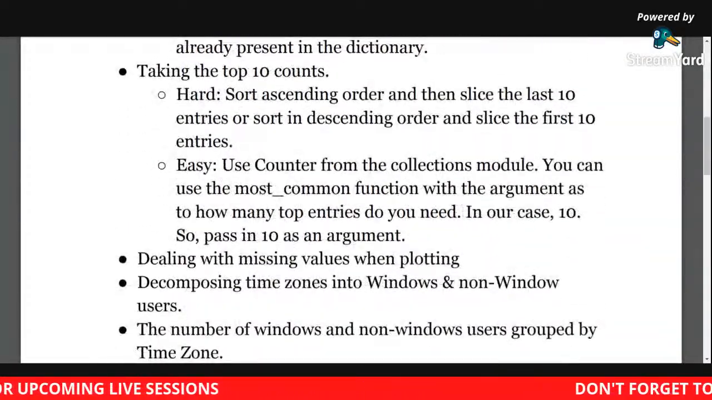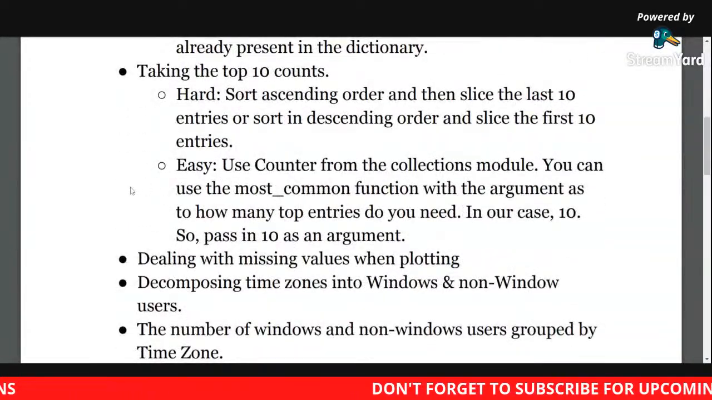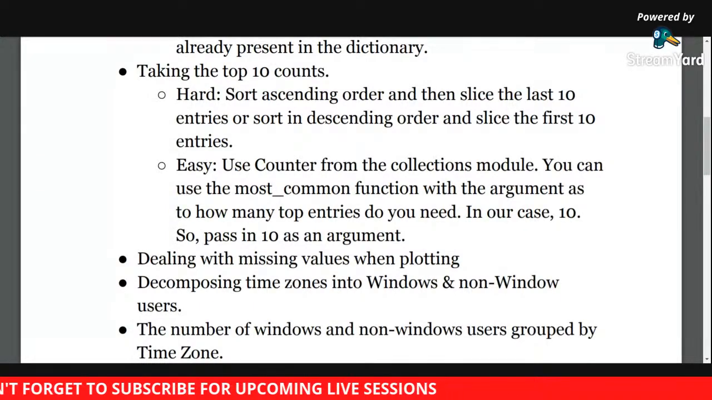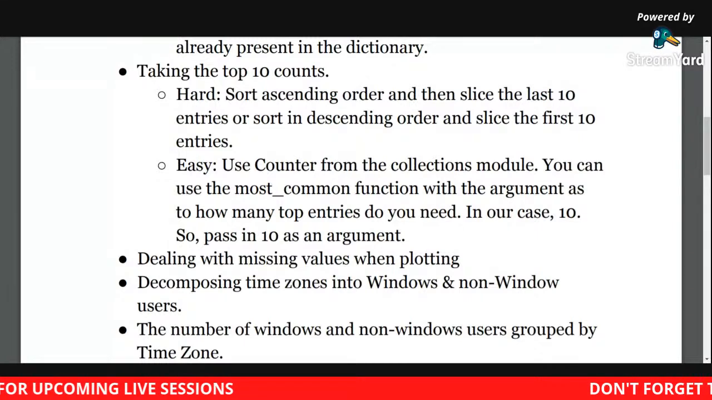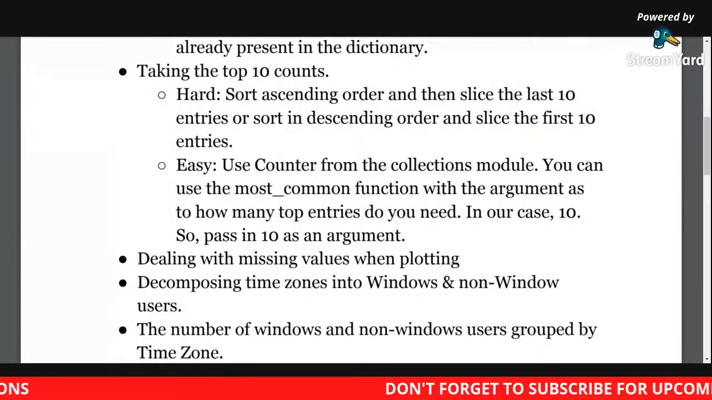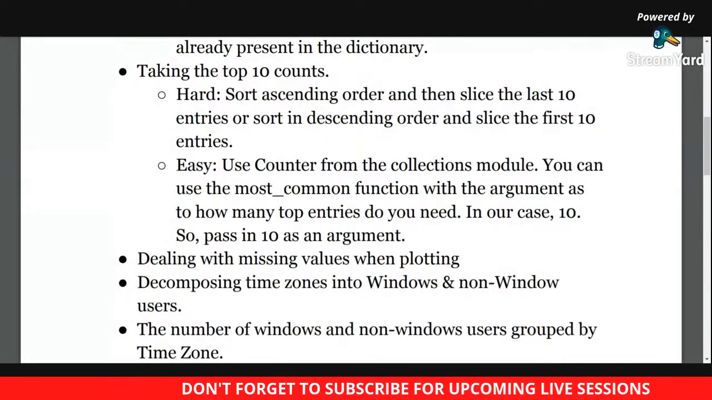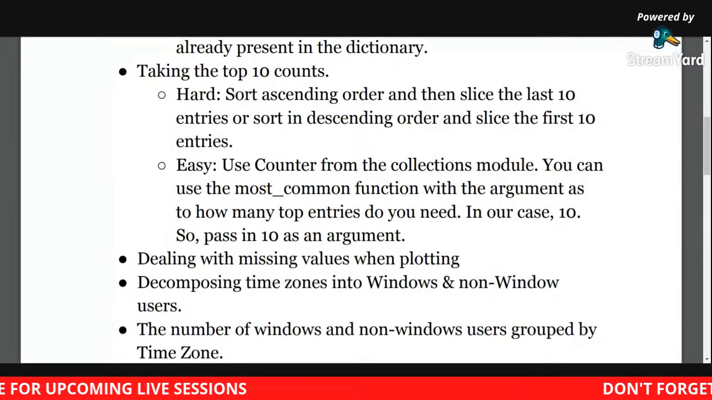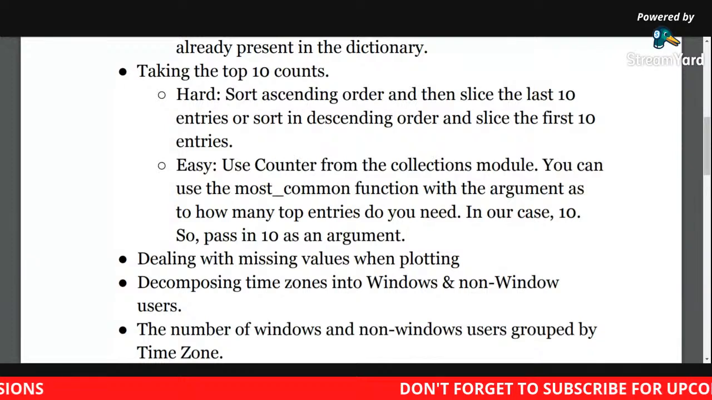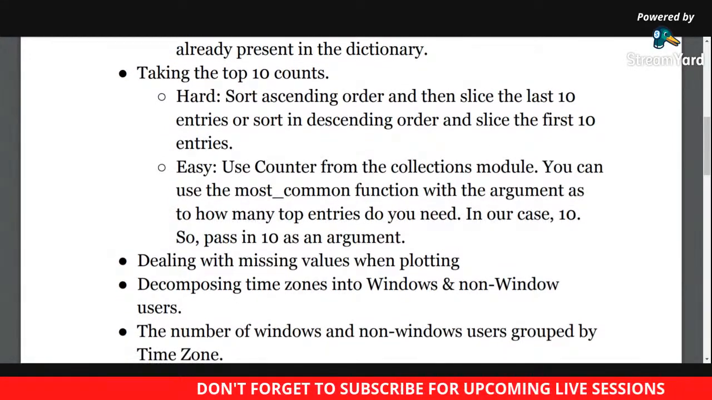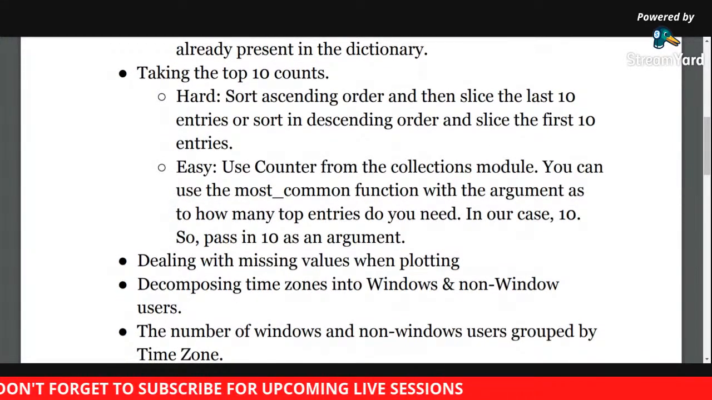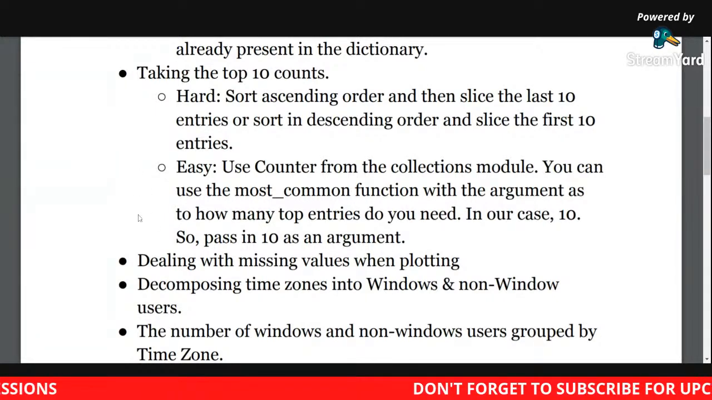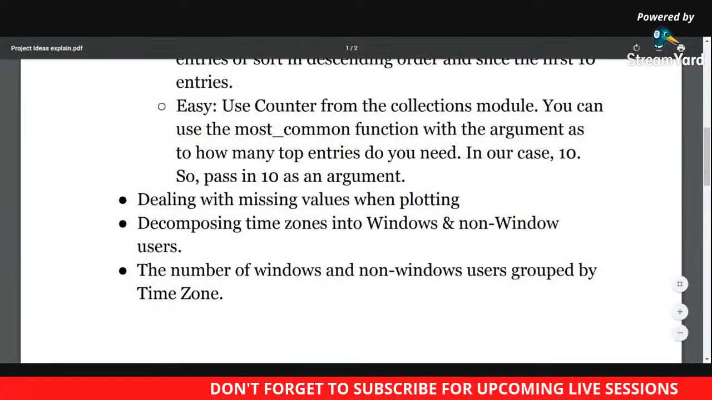Then let's say you need to take the top 10 counts. You can sort in ascending order and then slice off the last 10 entries, or sort in descending order and slice off the first 10 entries. This is the hard method: you have to sort and then slice. The easy method is to use Counter from the collections module. For the dictionary that you have, you can just use the most_common function with the argument 10, because we need just the top 10 counts.